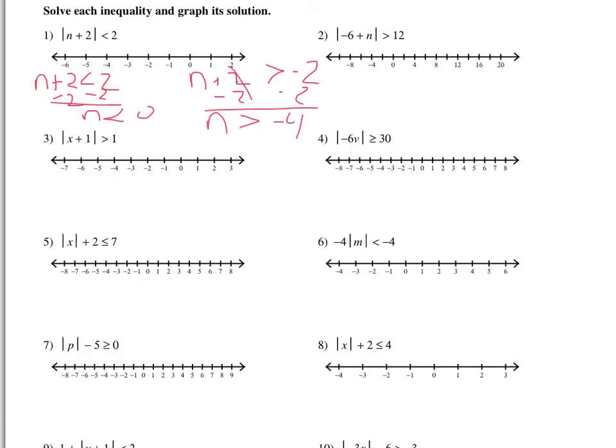Less than 0 means I'm going to have an open circle at 0. Greater than -4 is an open circle at -4. Any numbers less than 0 and greater than -4, which is in between. And that's it there. At this point, I'm going to do some of the more difficult ones, so let's go to the next page. I will go to the next slide.